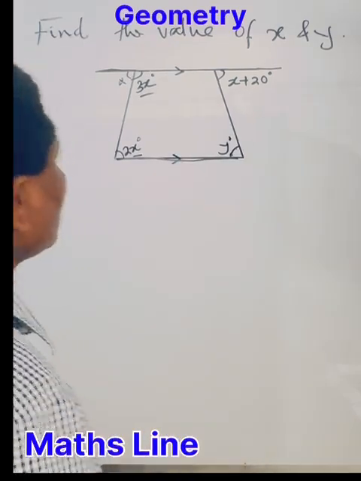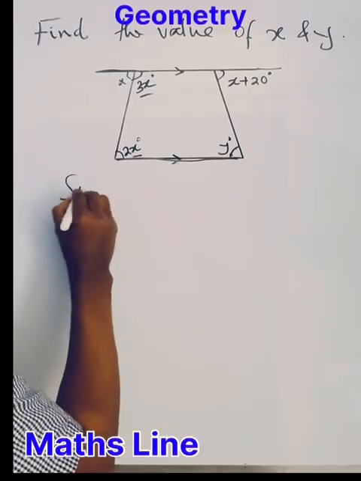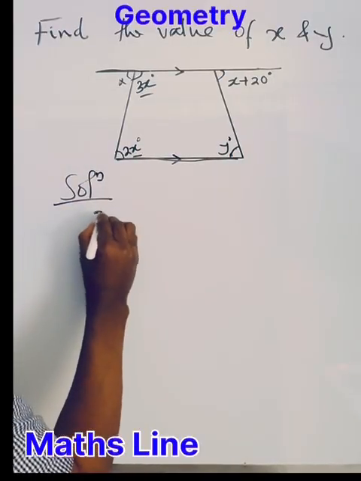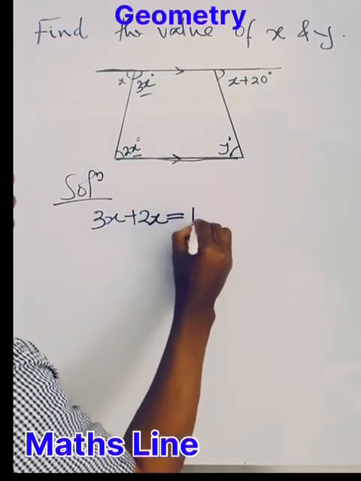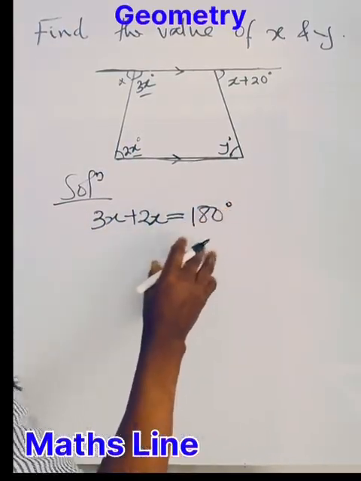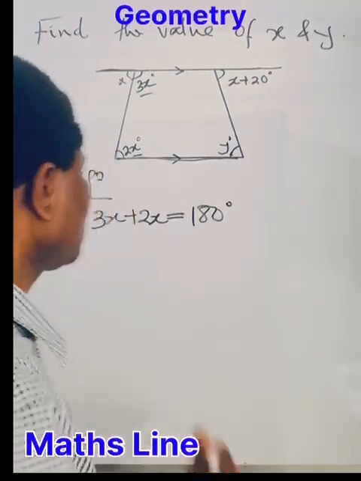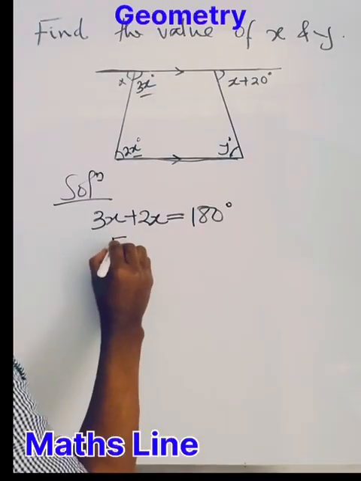So what do we need to do here? We can say that 3x plus 2x is equal to 180 degrees. Reason being that they are all angles on a straight line. So 3x plus 2x will give us 5x.